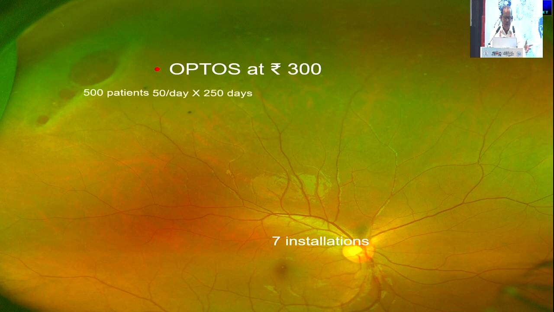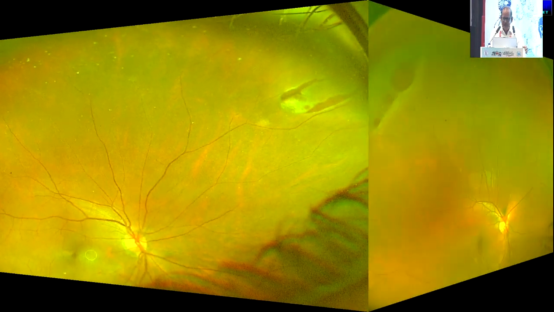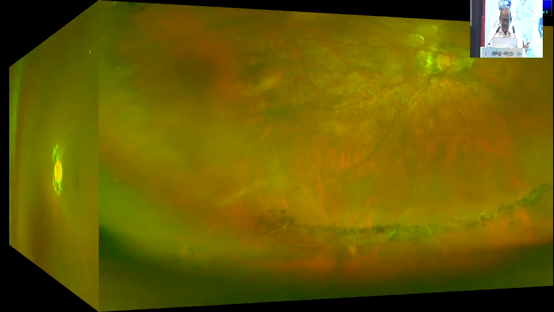So if you have 500 OP patients, you can get 50 cases a day, 250 days, 300 rupees. That almost recovers half the cost of the machine. So that's the financial part which I have to look at, and then it's happy seeing and finding lesions and treating them.